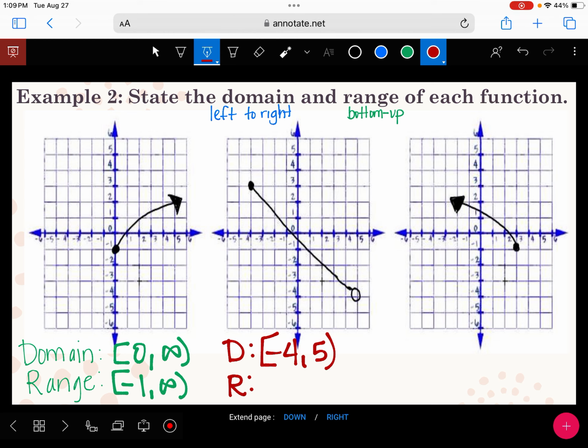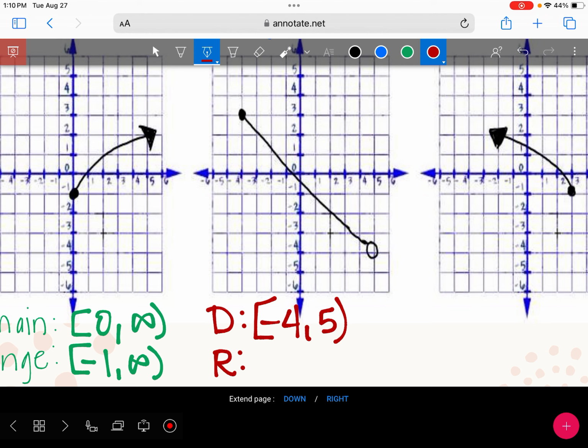Good job. Now for my range, I'm going to move my ruler horizontal, coming up. When does it touch my ruler? When y is what? -4. And it stops here when y is 3. So my range would be -4 to 3. But now the -4 is going to get a what? Parentheses, and the 3 will get a bracket.